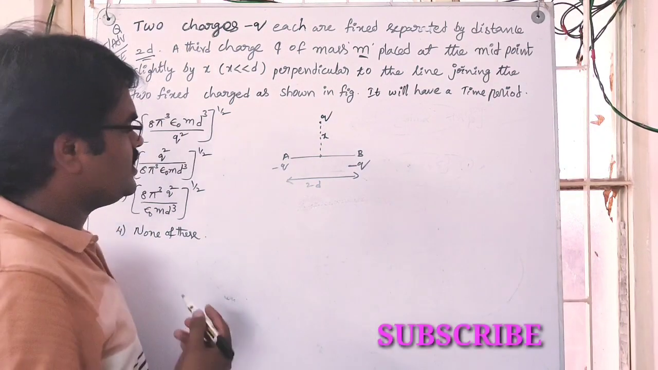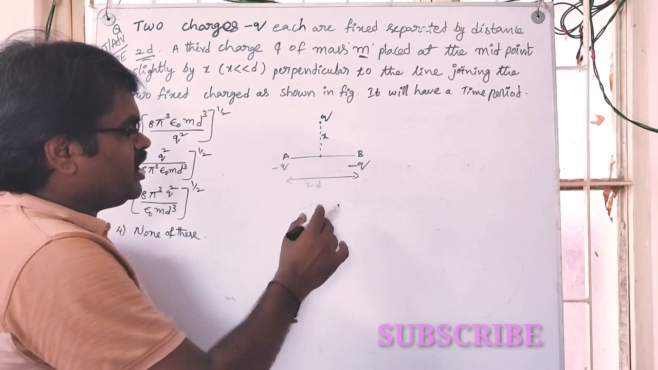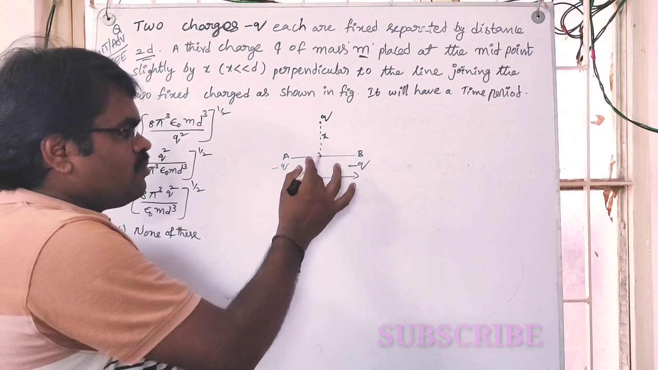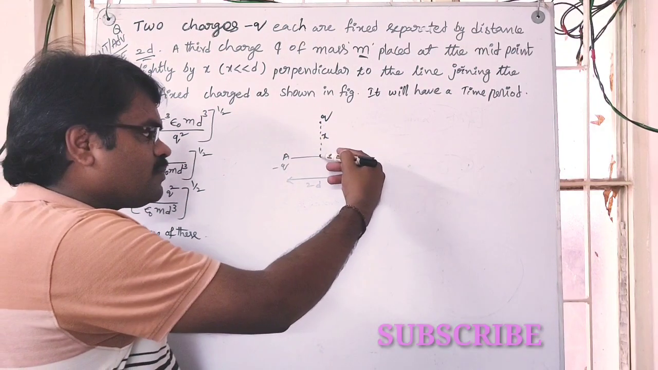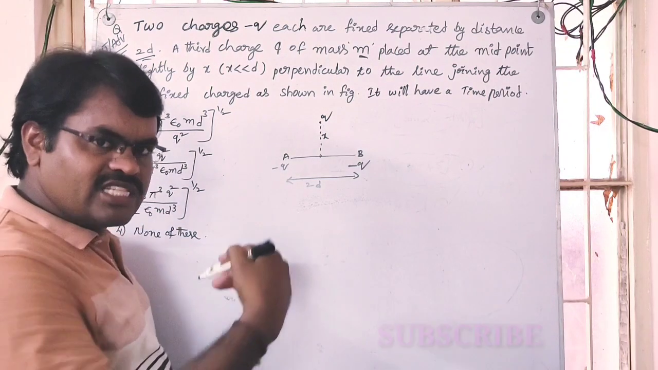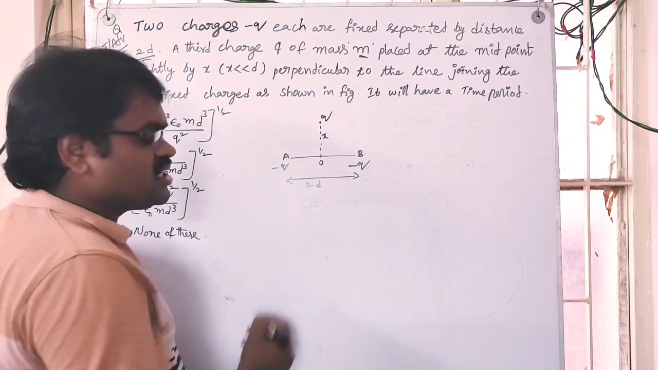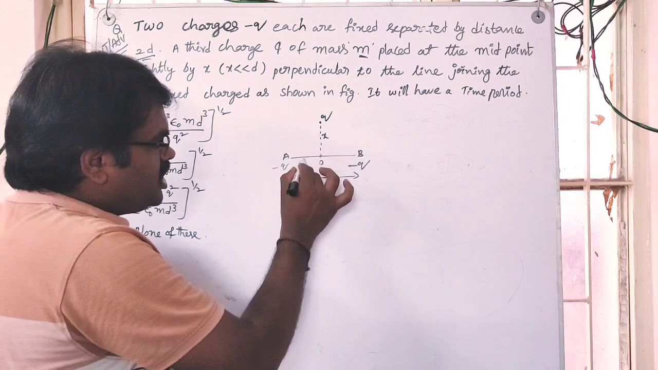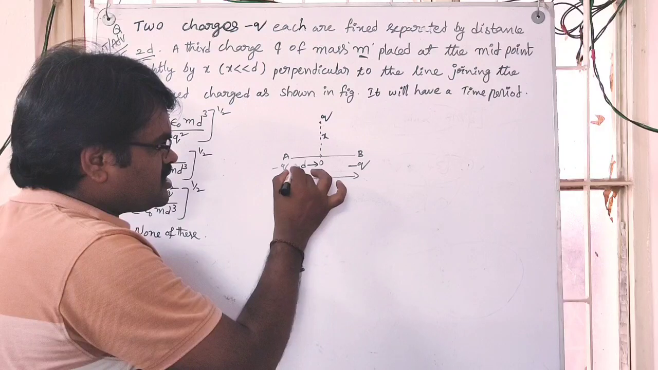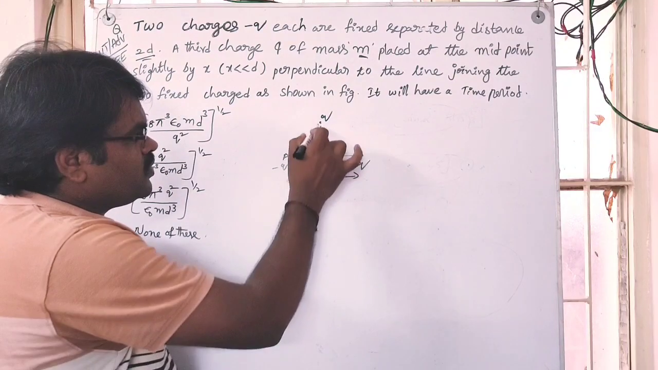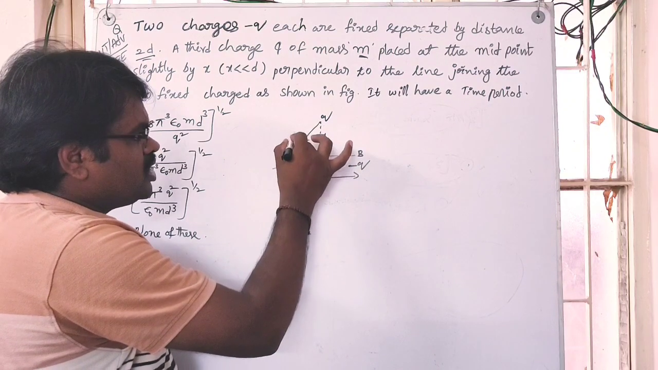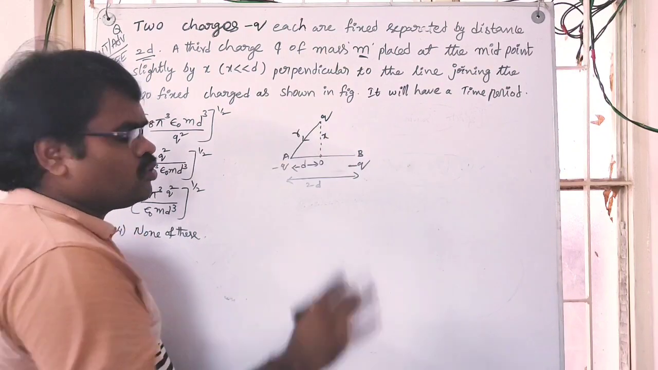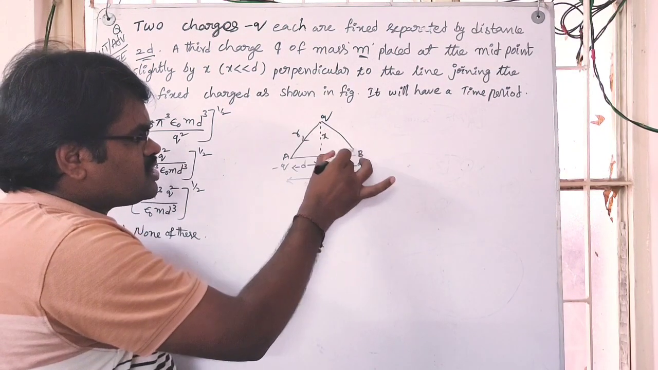Now we can see the two charges, minus q and minus q, and at the midpoint the charge is slightly displaced from the center. The distance to the center is d, because the separation is 2d. Now the force acting on it is F. The distance between minus q and q is r. Here also the same.